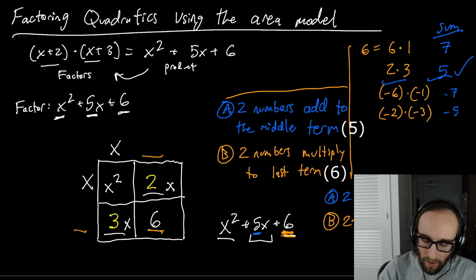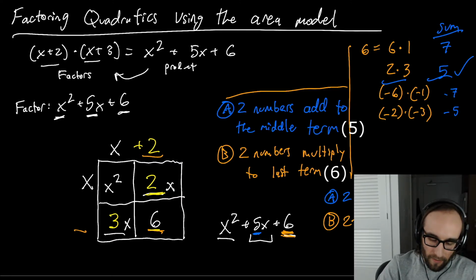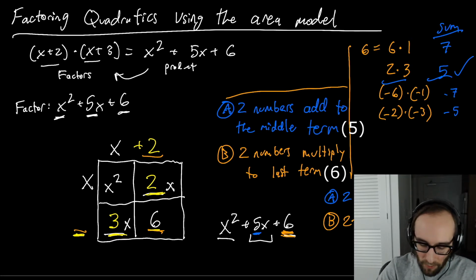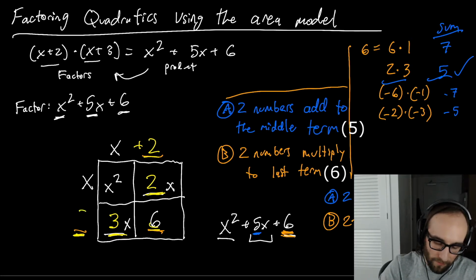The blank spots, one way to find them is just to find common factors of 2x and 6. So in this case, we know that 2 goes into 2x and 6, so we're looking at the greatest common factor, so plus 2. And then for the last one, we look at this and say, what do we need to multiply to get 3x? What do we multiply by x to get 3x? Or what do we multiply by 2 to get 6? And we know that's 3.